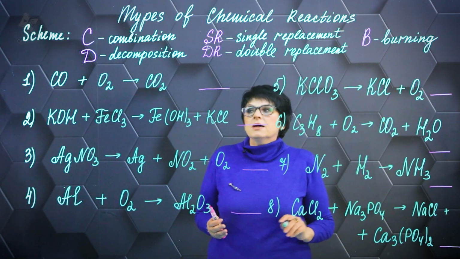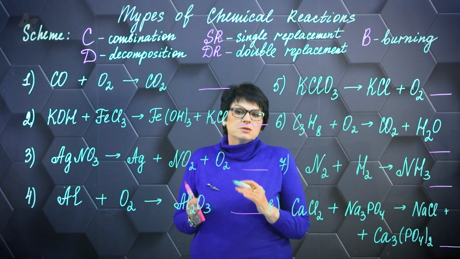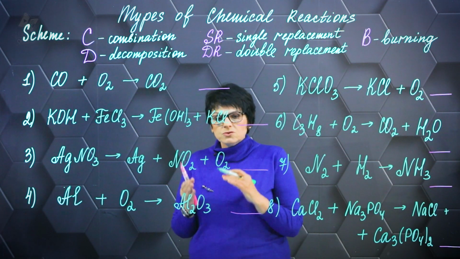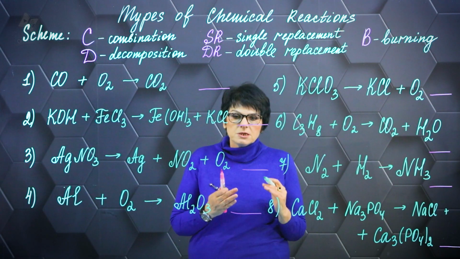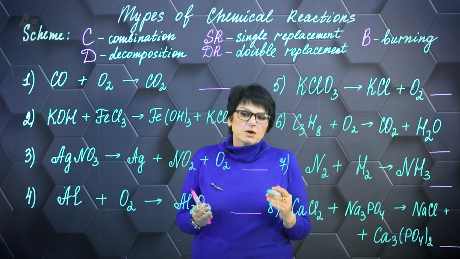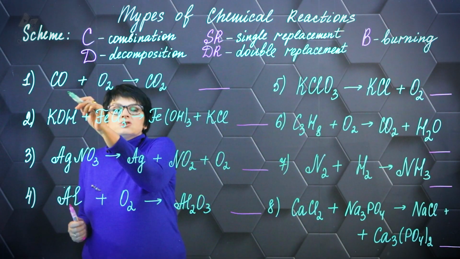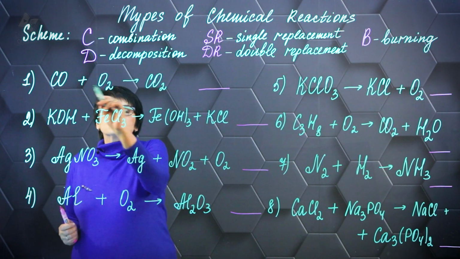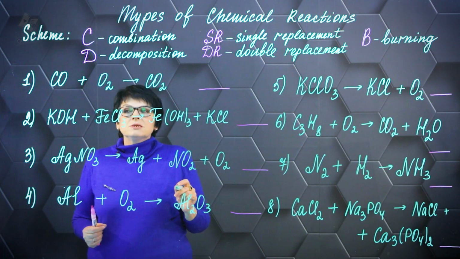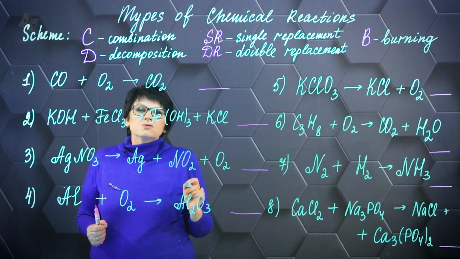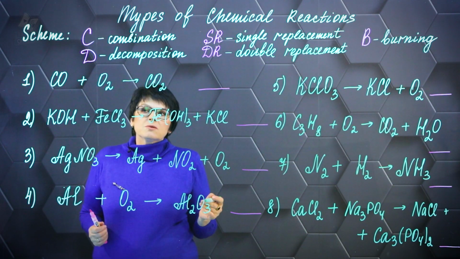But to begin with, in each of the equations, we will check the necessary coefficients, unnecessary ones, and indicate the type of reaction accordingly. So, let's start with the first example. As we can see, this is the reaction in the interaction between CO and oxygen.